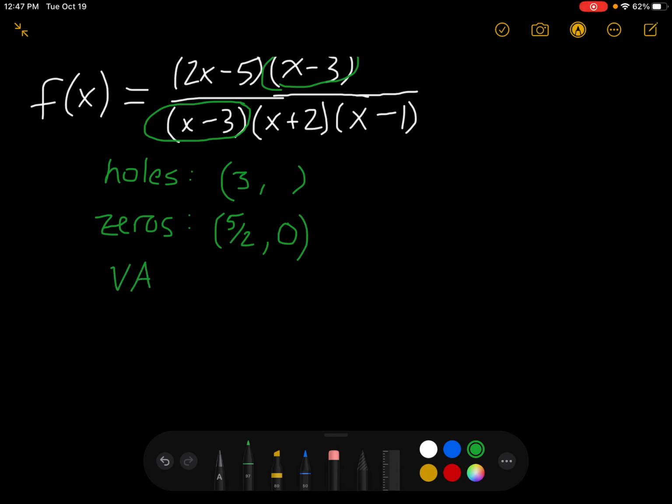And then vertical asymptotes are the zeros of the denominator. So 1 and negative 2, right? Again, x equals 1, x equals negative 2. Those are vertical lines that inform our graph. Now, for the y value of the hole, you can rewrite this function by canceling out the x minus 3 factor. What'll be left would be 2x minus 5 over just the x plus 2 times x minus 1.